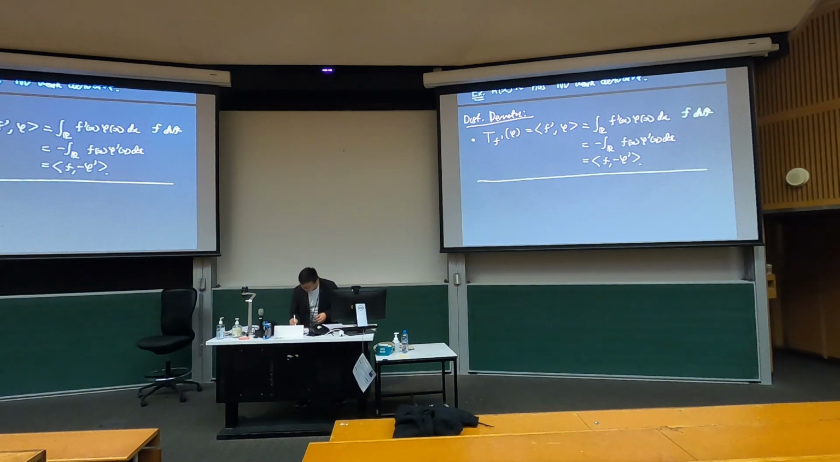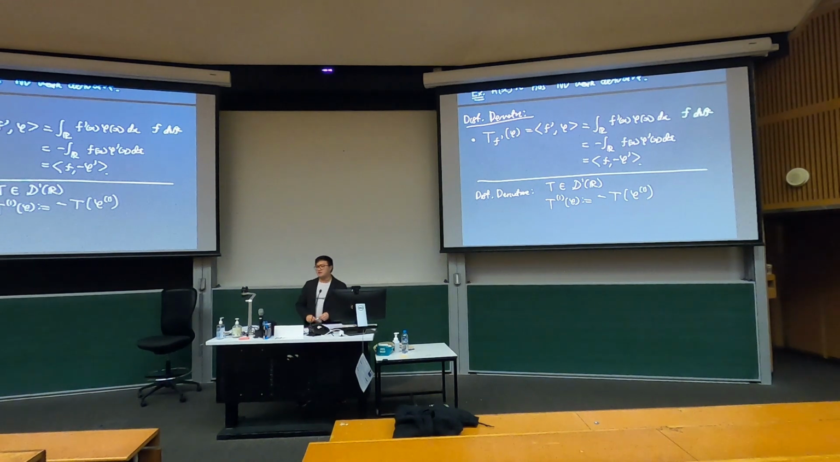So this is what was done by Schwartz, somewhere in the 1930s and 40s, when he defined the distributional derivative. If I have T a distribution, then the first derivative of this is going to be defined by negative T applied to the first derivative of the function I test on. So that's how I define the distributional derivative.